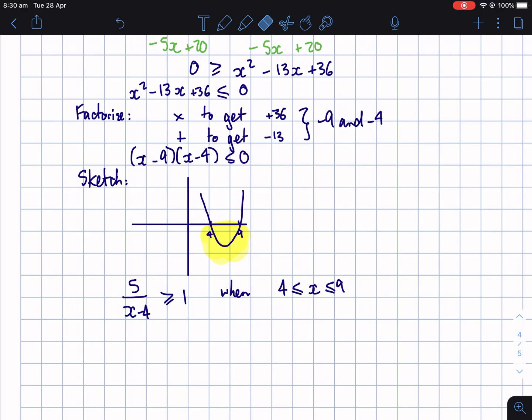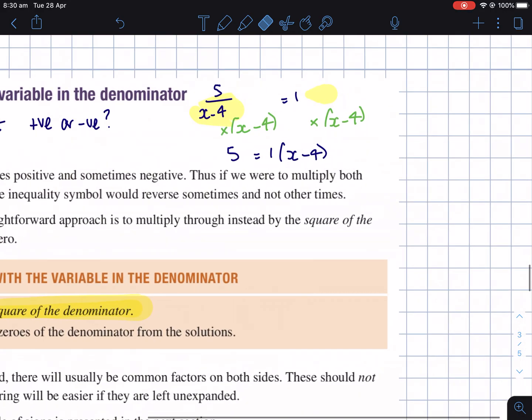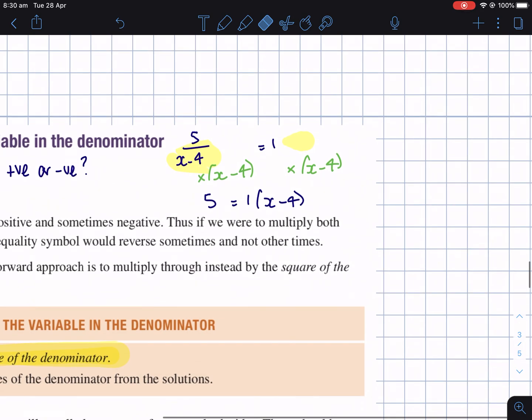So that actually wasn't too bad, but timesing it by the square of the bottom is the trick you've got to remember, because it's just very different to how we normally would have done it if that was just a normal equals, yeah?